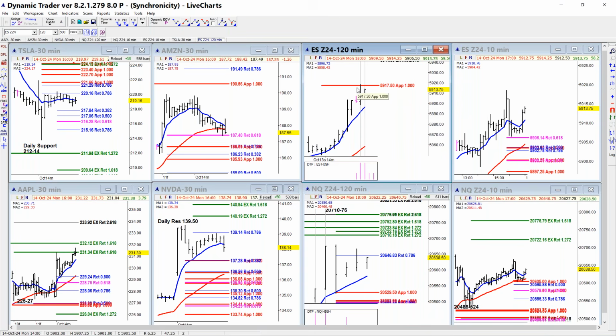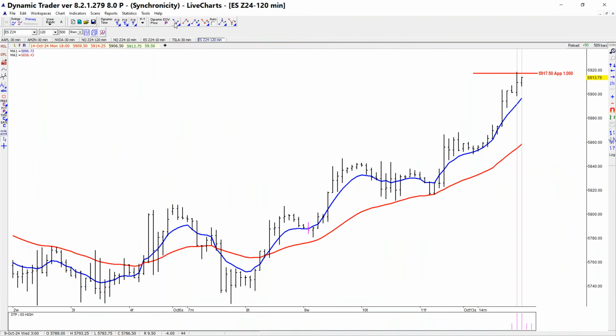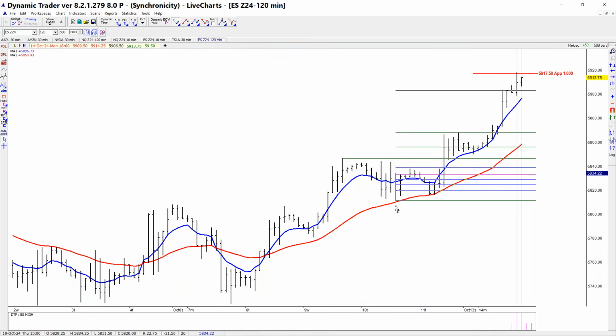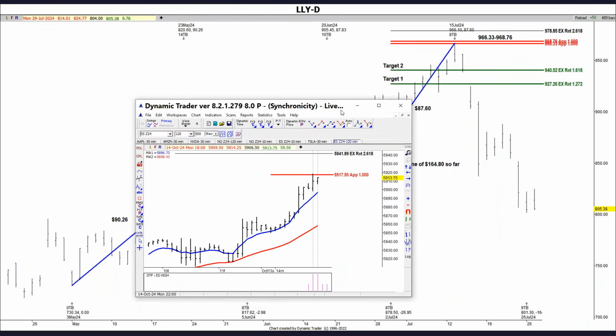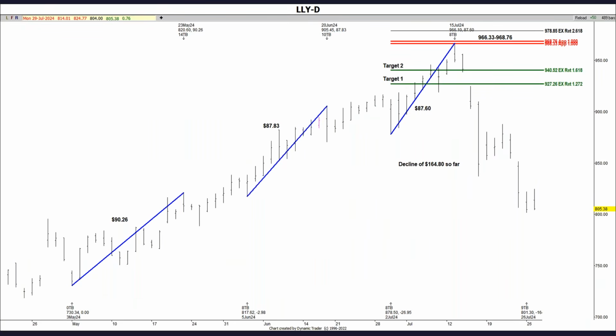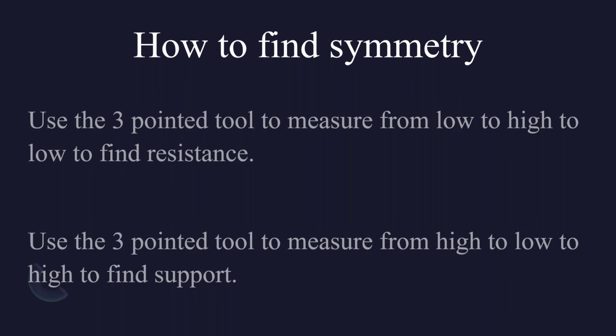This is an example of something that I did today. It was a symmetrical projection. We were already past the target extensions of some of these previous moves here. Okay, so I made a symmetrical projection and said, hey, we could stop at that 59.17, plus we had timing for a high there. But that's a great example of something that I do live in the room. You see that while you're trading during the day. Live charts, amazing.